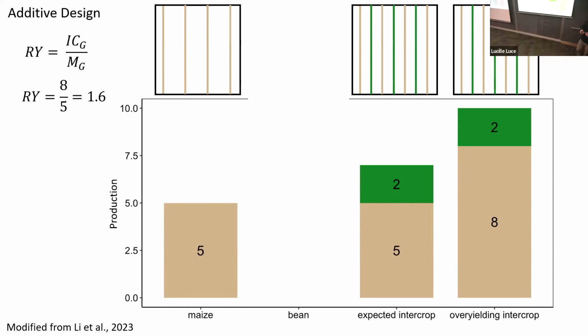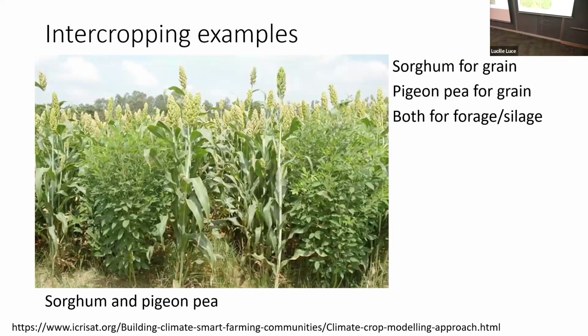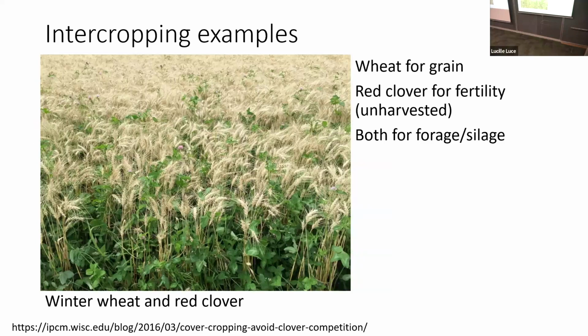There's a little bit more to that, but those will be some of the terms I use to describe these outcomes. There are a lot of examples of intercropping out there around the world. I'm just going to show you a snapshot of a couple of these. There are sorghum-pigeon pea intercropping systems that can be harvested for grain or for forage. This one you might have seen before here in New York: red clover underseeded into spring wheat.